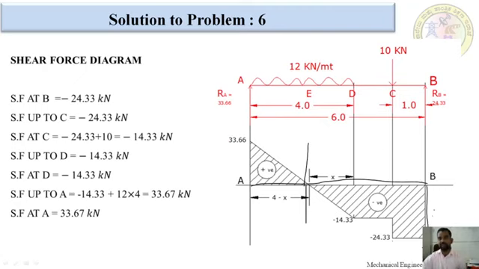Another point is very important. Whenever there is a point load, this is one point load, this is also one point load, this is one UDL load. This is a downward point load, this is an upward point load. Wherever there is a point load, we will draw one vertical line in the shear force diagram. After that, there is no load between these 2 points, so we will draw a horizontal line.